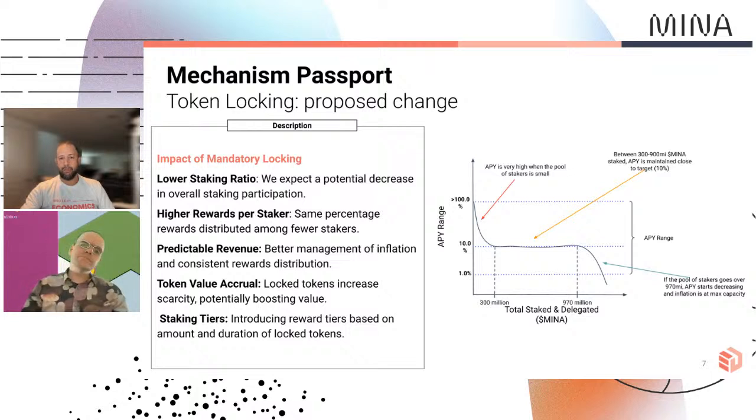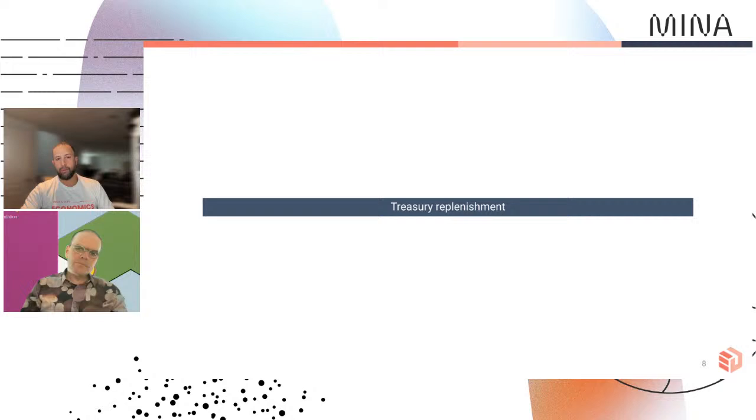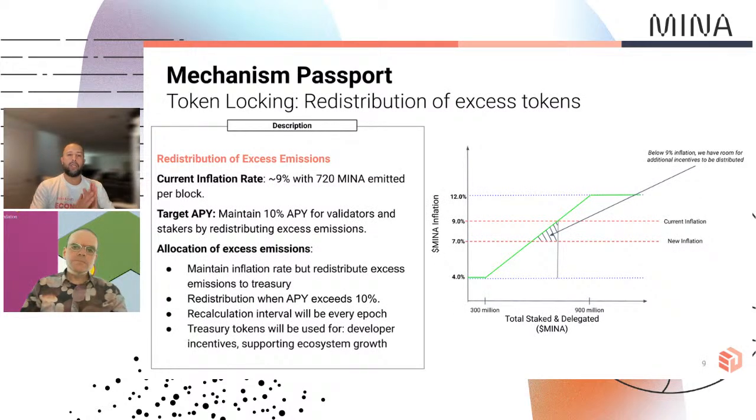This is the staking proposal. And as I mentioned, it goes hand in hand with the treasury replenishment. The idea here is today, the current inflation rate overall is at 9%, which corresponds to 720 Mina tokens emitted for each block. This 9% is theoretical because it is also based on the concept of everybody's staking technically.